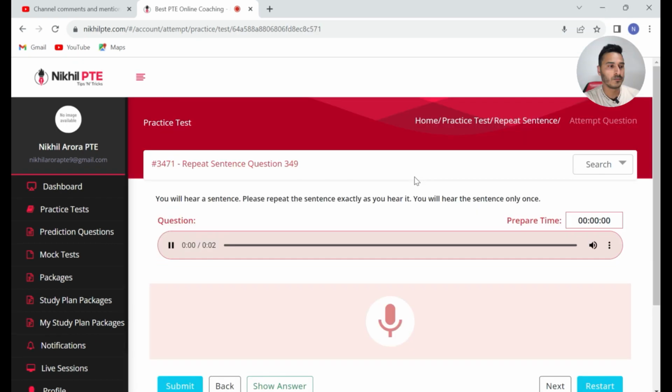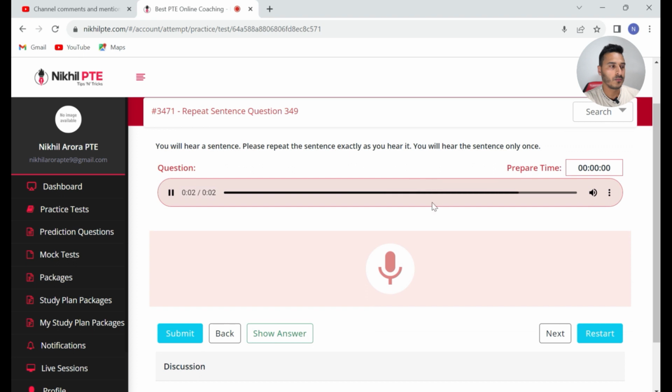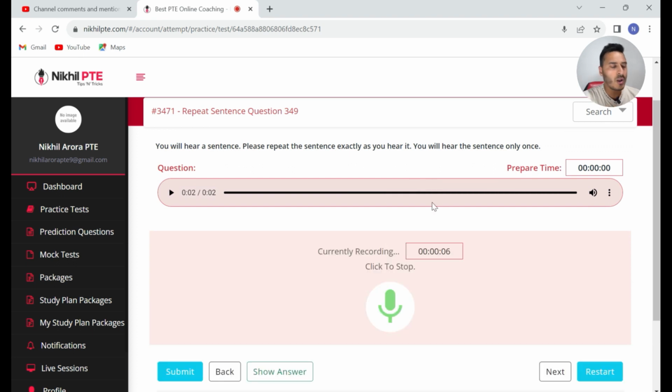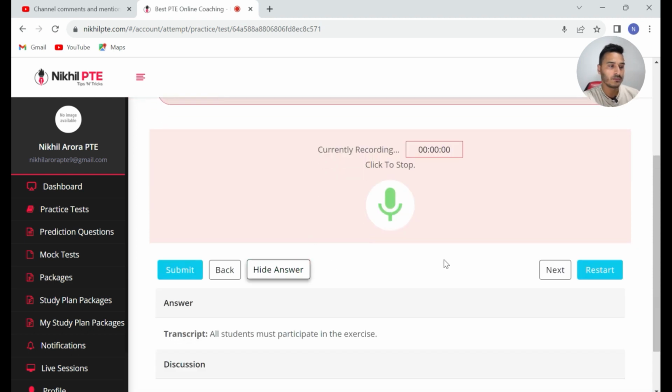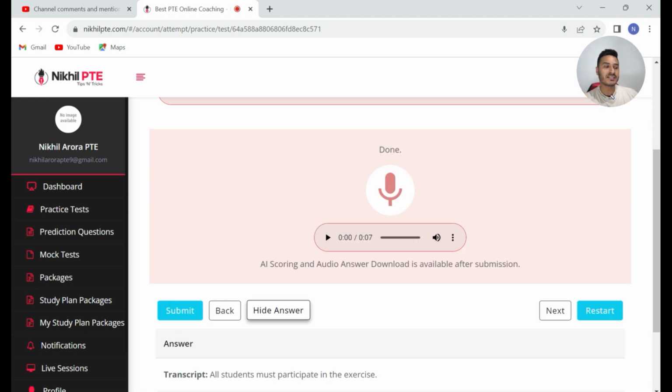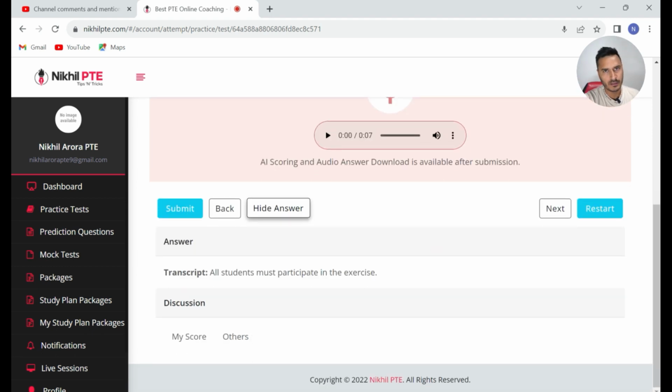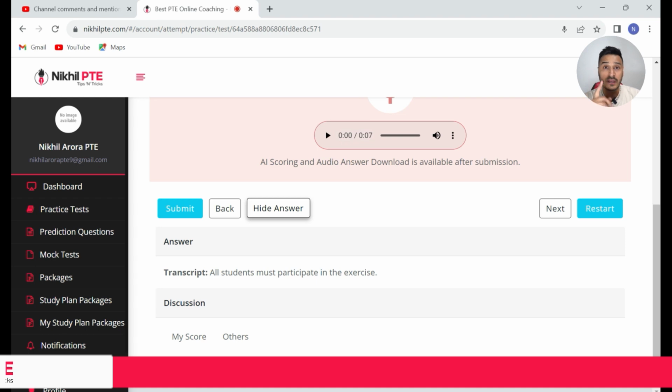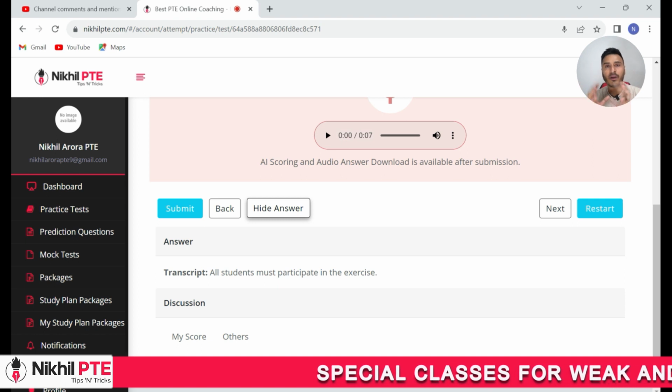Not a big deal. All students must participate in the exercise. Very easy. All students must participate in the exercise. Instead of students, if you are speaking student, not a big deal. S, es, is, are, am, was, were, if you are adding or deleting, not a big deal. But your main focus is you should speak more than 70%, always, if you are aiming for 7 or 8 each I'm talking about. Right? So, understand what I'm trying to say.